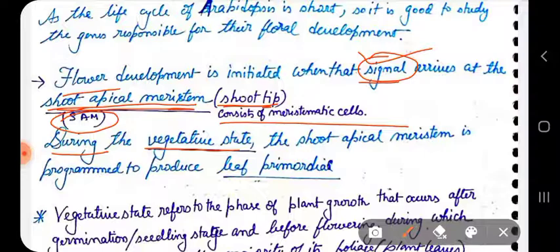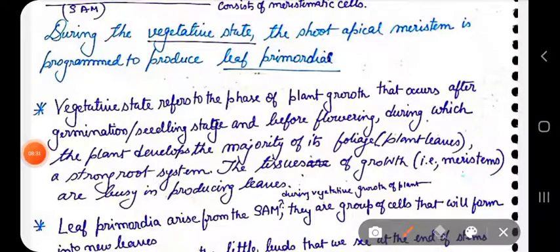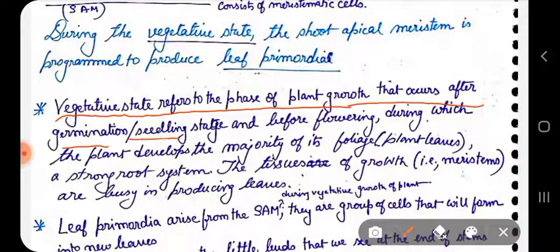What is the vegetative state? I think you have forgotten, so I am trying to recapitulate that term. Vegetative state refers to the phase of plant growth that occurs after germination or seedling stage and before flowering. So, just after germination and before flowering, that stage is called the vegetative state.